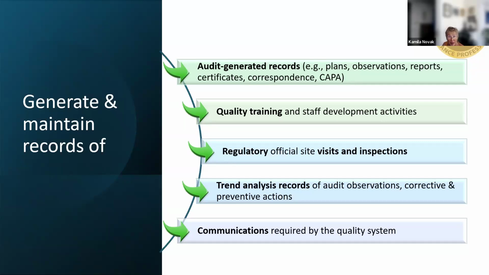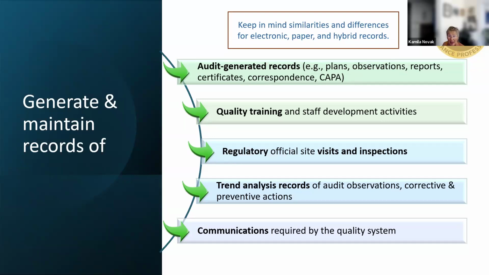Quality training and staff development activities are another group of records. Also regulatory official site visits and inspections, trend analysis records of audit observations, CAPAs, and so on. Issues and their trends over time, and communication required by the quality system, which typically differs slightly from one organization to another, depending on your structure, your manpower, and so on. Large organizations would be different from very small ones.